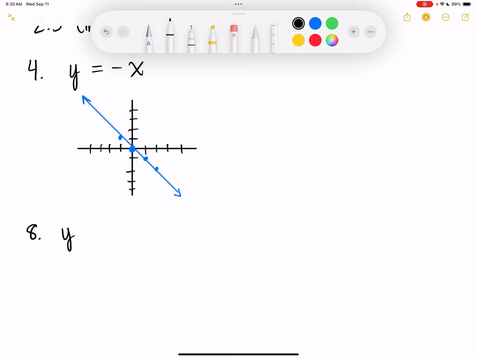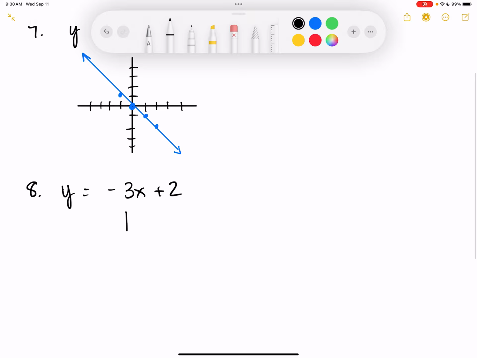8. y equals negative 3x plus 2. I know how to do this with first grade. Alright, what do I do with this one? Okay, you start at 2 and then you go down 3, right 1. And then you keep doing that till you have a bunch of dots, and then you put a line through it. And I can also go up 3 and back 1. That's right.